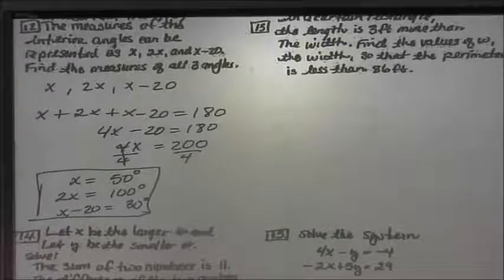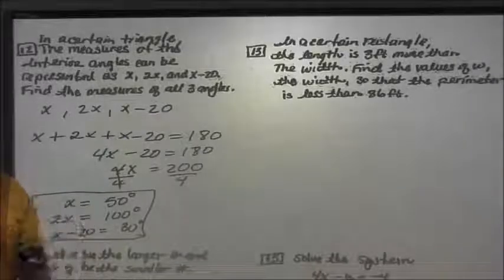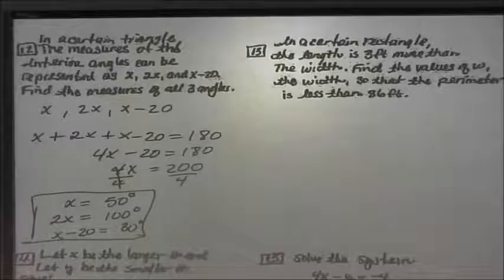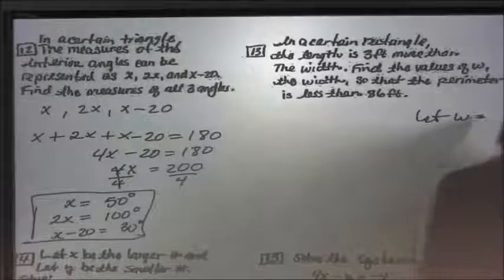Number 13 says, in a certain rectangle, the length is 3 feet more than the width. Find the values of W, the width, so that the perimeter is less than 86 feet. Now, they give us the letter they want us to use, W, and they tell us they want W to be the width. If you don't want to use W, I'm sure your instructor is not going to take out points if you decide to use X, or whatever makes you comfortable. But we're going to use W because it told us to let W equal the width.